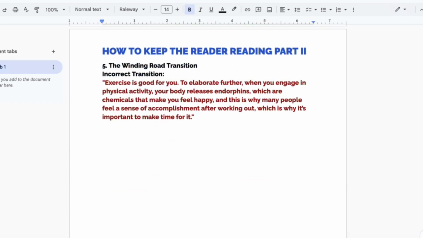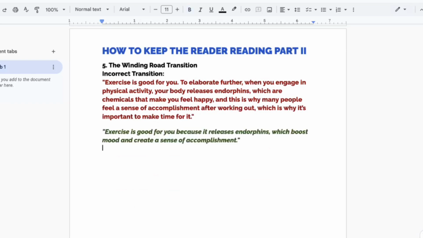Whew, I was tired just reading that. Anybody else tired listening? That's because this transition is too wordy and it loses focus. You want to keep it concise. This sentence is way better. Exercise is good for you because it releases endorphins, which boosts mood and creates a sense of accomplishment. Now, everything that needed to be said from that first sentence is in a nice, tight, succinct, cohesive package.